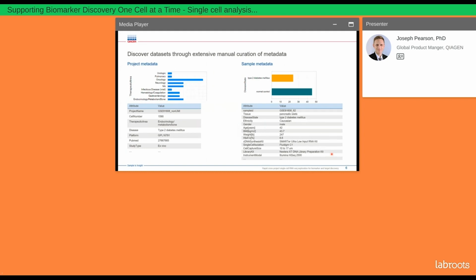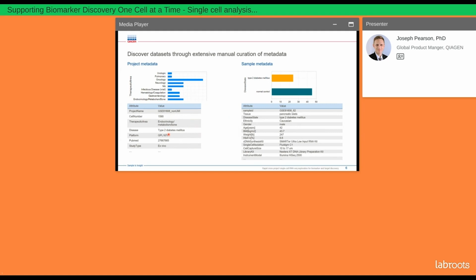Through the interface, you can explore the curation at the project, the sample, and the cluster level. As an example of some of the project level metadata we curate, you can see here that we've curated the project IDs, the technical parameters such as the platform and the PubMed ID, the basic study type, as well as the overall theme of the study, such as the therapeutic area and the disease. So you can quickly find studies that you might be interested in based on the theme.